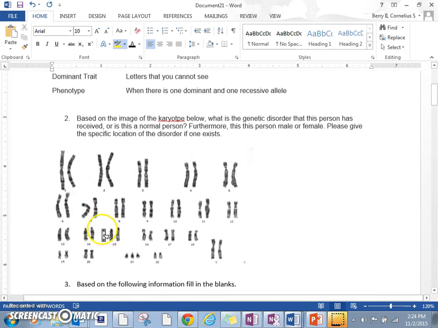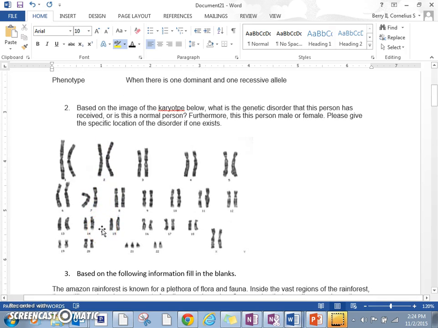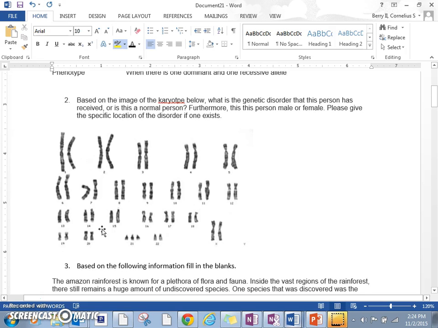Number two, what we're going to do is read each question, and then I'm going to show you the highlighted keywords. You guys will come back to them later and actually work them out. So let's look at question 2. It says, based on the images of the karyotype below, what is the genetic disorder that this person has received? Or is it a normal person? Furthermore, is this person male or female? Please give the specific location of the disorder if one exists.